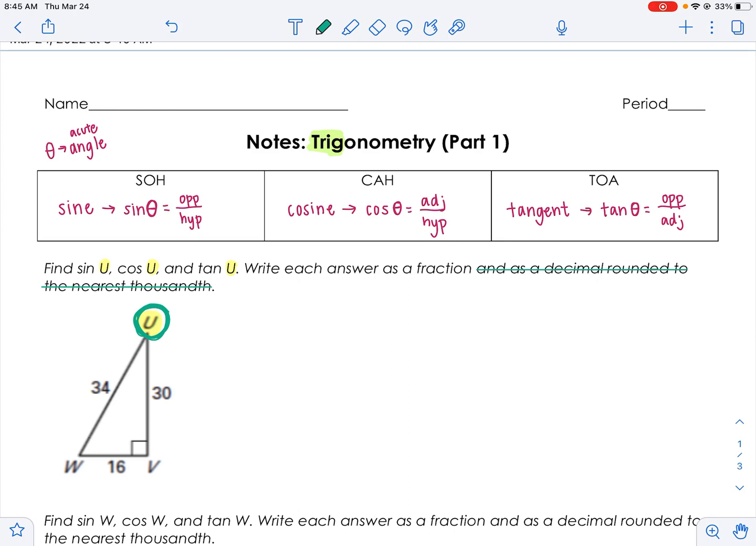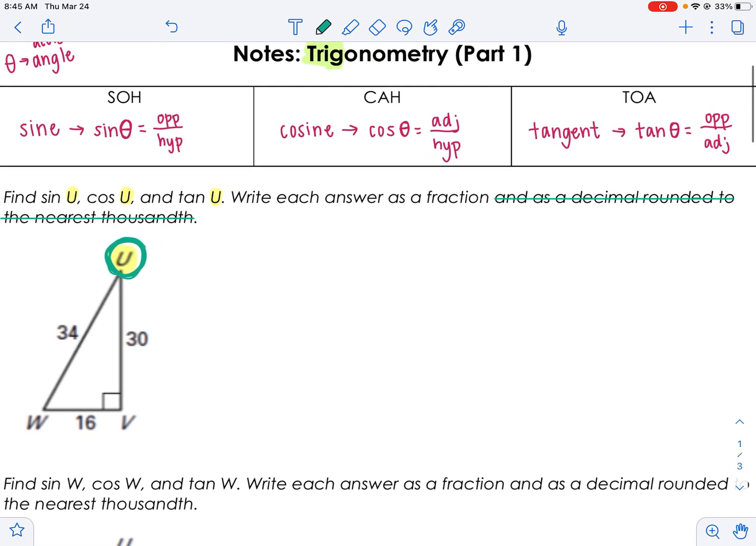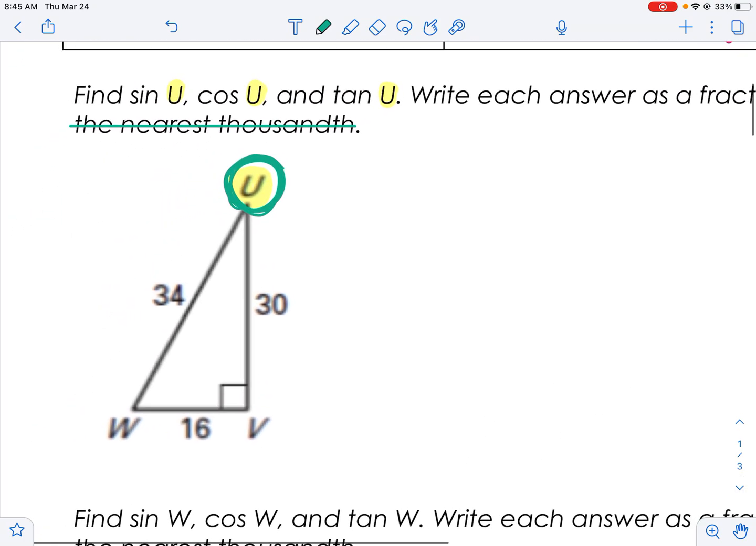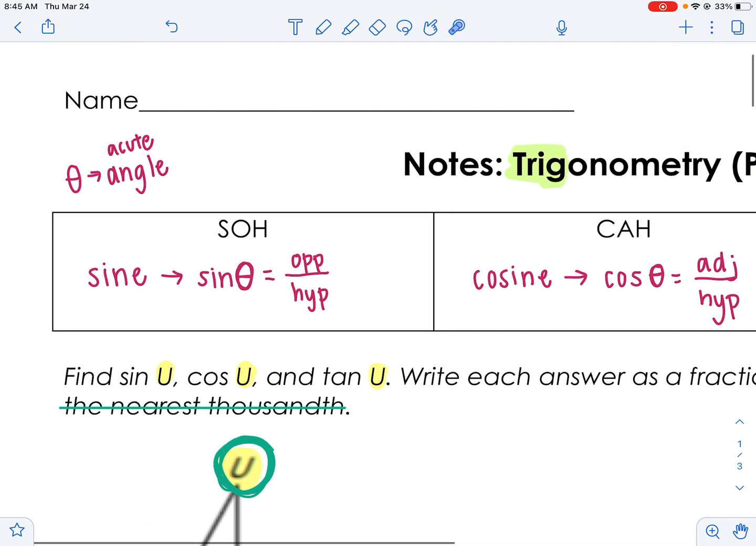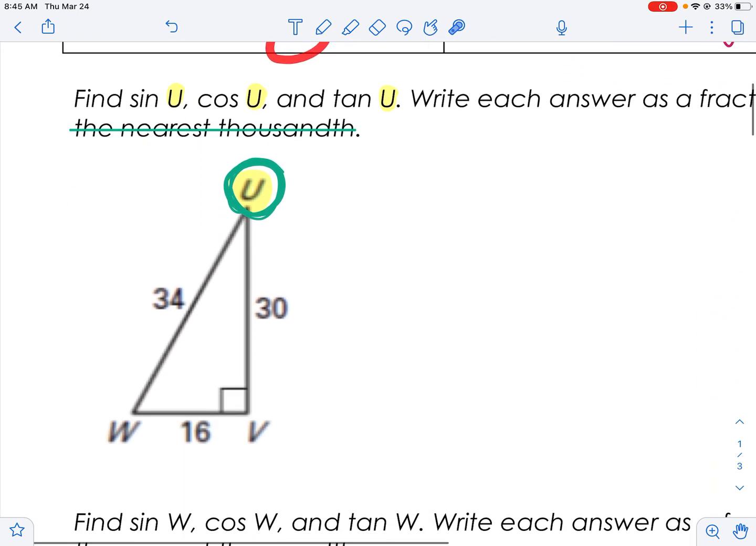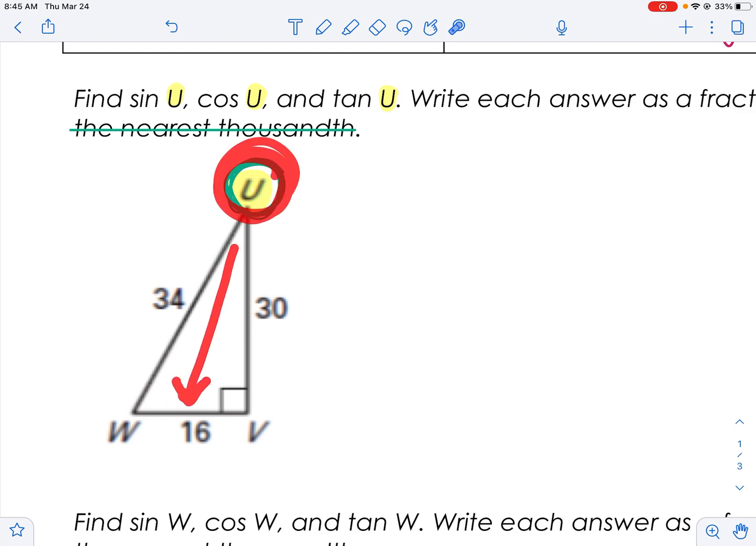If you can find the fraction answer, then you can easily go to the calculator and just divide, and that's how we would get the decimal. So if I'm using angle u, I need to first figure out which side is the opposite, which side is the hypotenuse, and which side is the adjacent. Opposite is always opposite my marked angle. If I'm talking about angle u, when I go across, then 16 would be my opposite side. So I'm going to label WV, 16, as the opposite side.